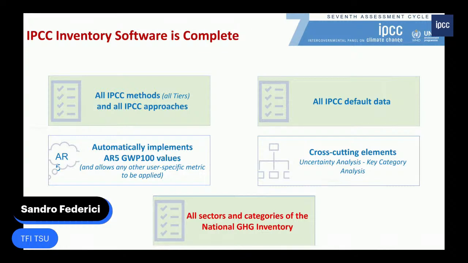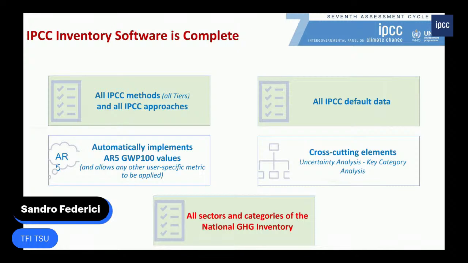Yeah, so it is complete because all the methods are there, and it is pre-populated with all the IPCC defaults. So the user can just use the defaults and select them from the drop-down menus. It implements the AR5 global warming potential, but the user may input any metrics he prefers. So you may also produce the inventory in different metrics as you wish.